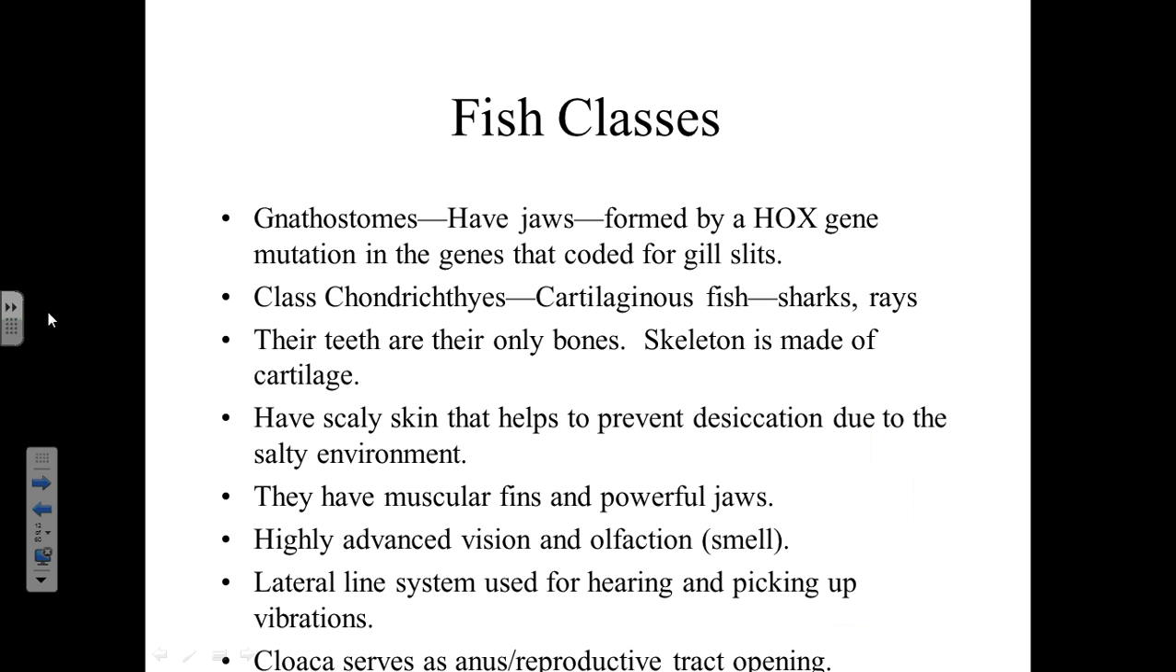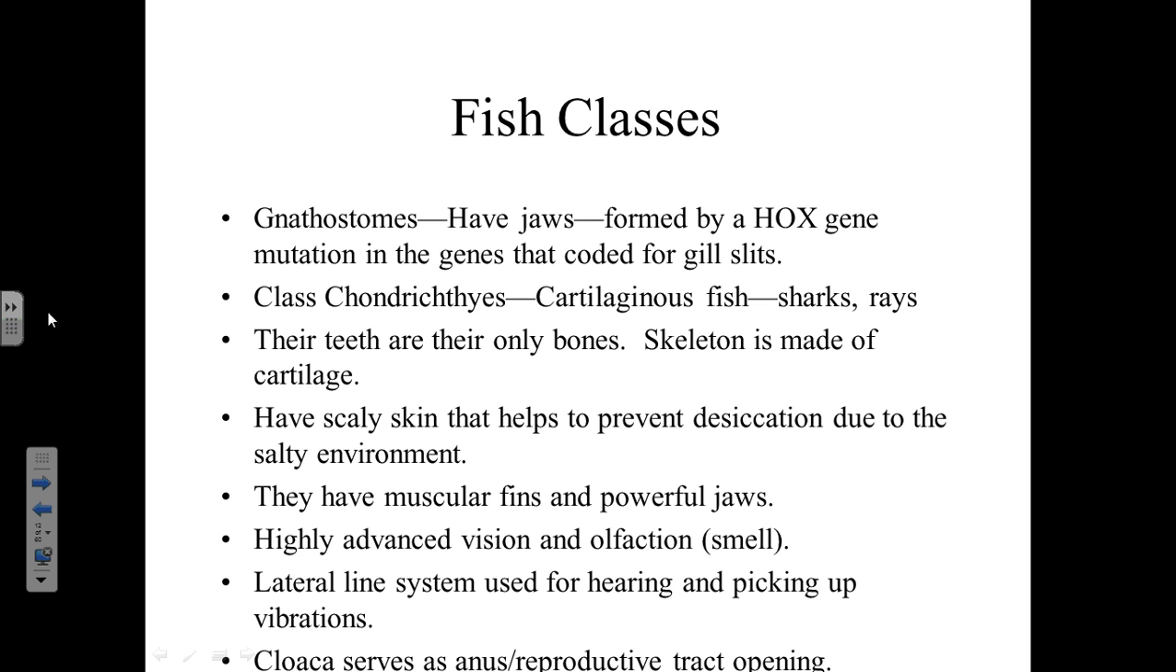Today, though, we'll mention the next group of fish, which are gnathostomes, which means they have a mouth with jaws. And remember, I said earlier that scientists think that the group of genes called the Hox genes, which are the genes that control where our major body parts are and how they're made, there was a mutation in this set of genes for gill slits, and that caused some of those gill slits to form jaws. The first animals with jaws, at least the first chordates with jaws, were class Chondrichthyes, and these are the cartilage fish, like sharks and rays.